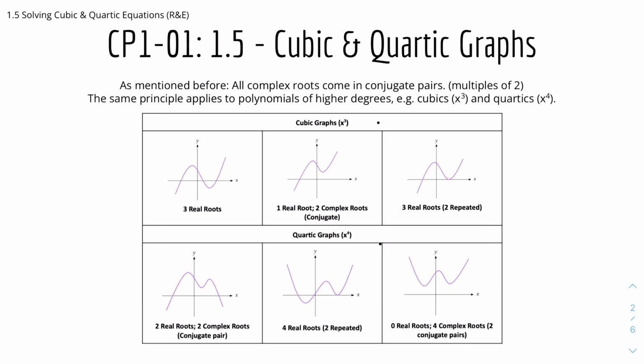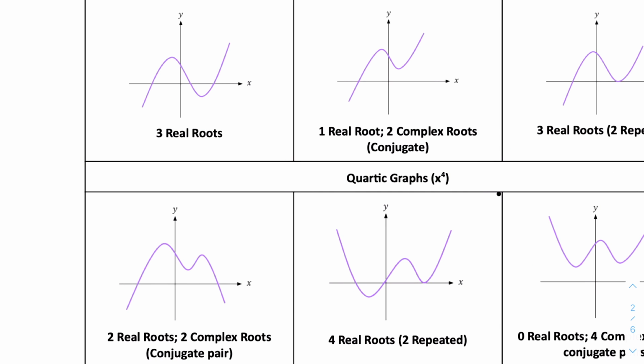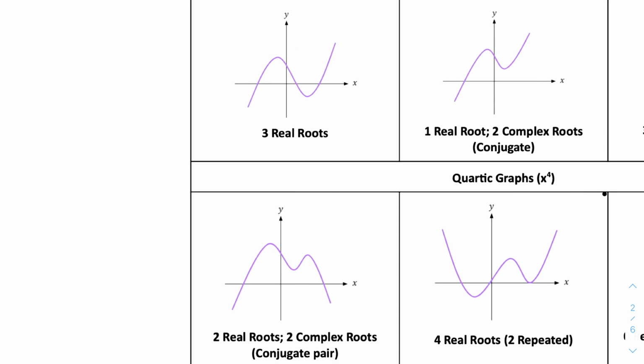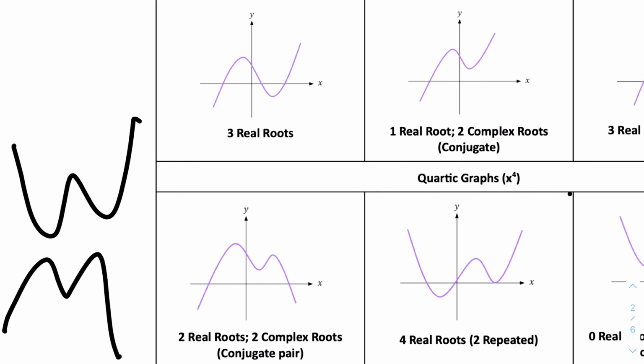And for quartic graphs, or x to the power 4 graphs, we have 3 different variations. So the first one is where there are 2 real roots and 2 complex roots. As you can see here, the general shape of a quartic graph is like a W shape, like this, for a positive, and this for a negative, right? So as you can see here, it's like a negative graph. So there are 2 real roots, these 2 are real roots, and there are 2 complex roots on the top here.